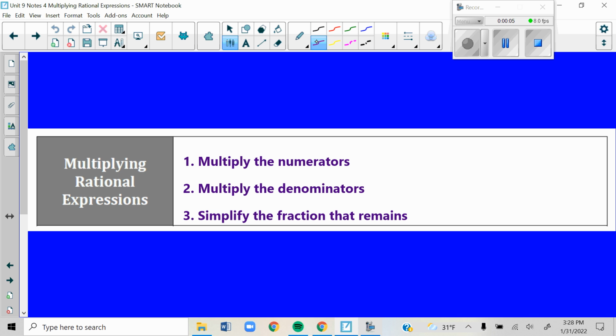Today is 9-4, multiplying rational expressions. So go ahead and pause here so you can write this part down, and then I'll expect you to come right back. All right, so hopefully you got that paused and written down.